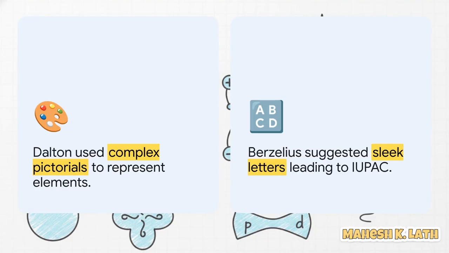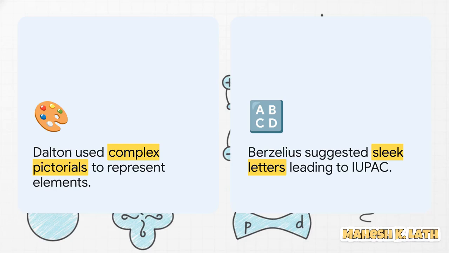Back in 1803, John Dalton realized we needed standard symbols, but he came up with these incredibly complicated little pictures, like a circle with a dot for hydrogen or a circle with a C for copper. Honestly, it was a visual nightmare for anyone trying to communicate quickly. Thankfully, in 1813, a scientist named Berzelius suggested a brilliant alternative: just use the letters of their names.